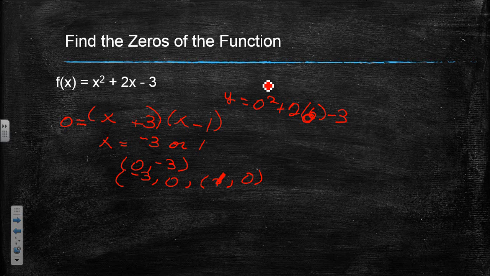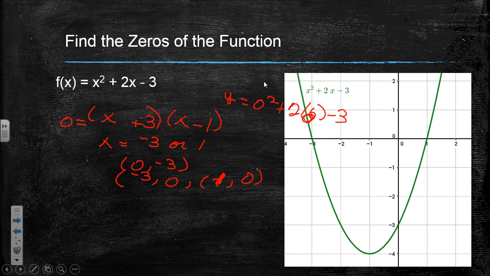Okay? Those are the zeros. Places where it crosses the origin. I'm sorry, not the origin, the axes. And this is what it looks like. Were we right? -3, 0. 1, 0, and 0, -3. Okay, so you can always verify your work by putting it in a graphing calculator.